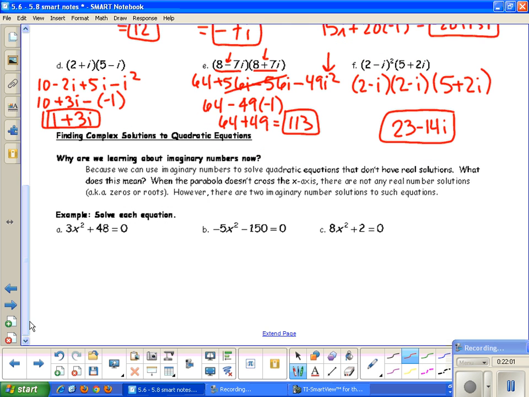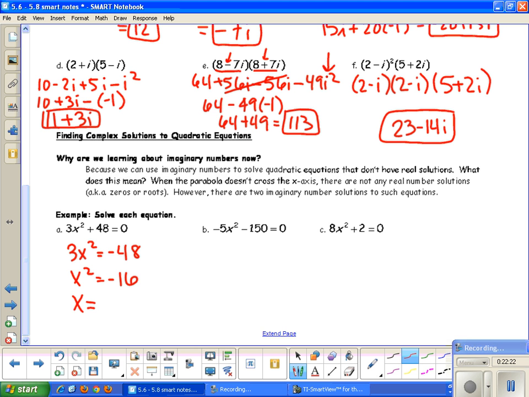So if we look at this first equation right here, I can solve this using square roots because I don't have a linear term, so I can subtract the 48 to the other side. So when I do that, I get 3x squared equals -48. Divide by 3, not -3. x squared is equal to -16.